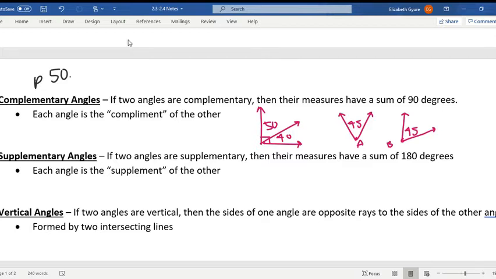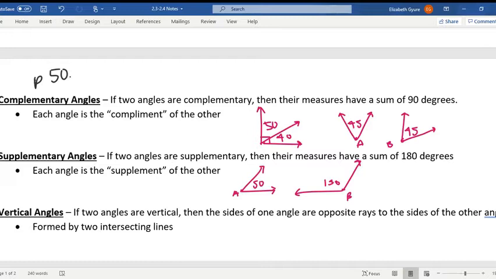Supplementary angles. If two angles are supplementary, then their measures have a sum of 180 degrees, and we would say each angle is the supplement of the other. So angle 1 is the supplement of angle 2. These can also look like a few different things. You don't have to have them next to each other. So your book shows angle A and angle B, where angle A is a 50-degree angle, and then you have angle B that is a 130-degree angle. Their sum is 180, so those would be supplementary.